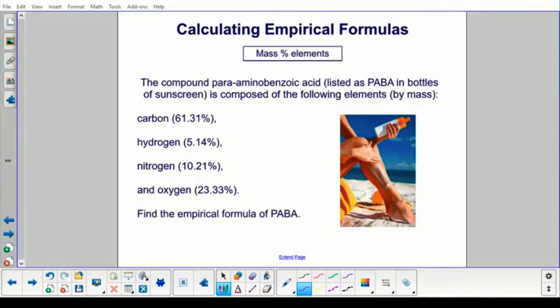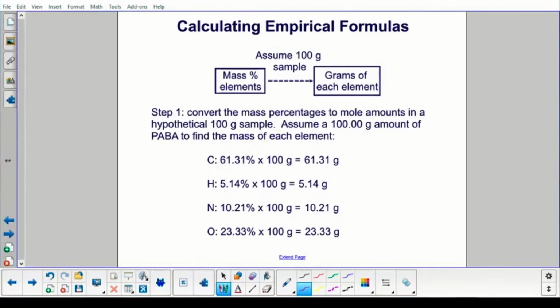The compound para-aminobenzoic acid, listed as PABA in bottles, much easier to say, and it's in sunscreen, is composed of the following elements by mass. We have carbon, hydrogen, nitrogen, and oxygen. Our task is to find the empirical formula of PABA. Let's start with step 1, a good place to start.